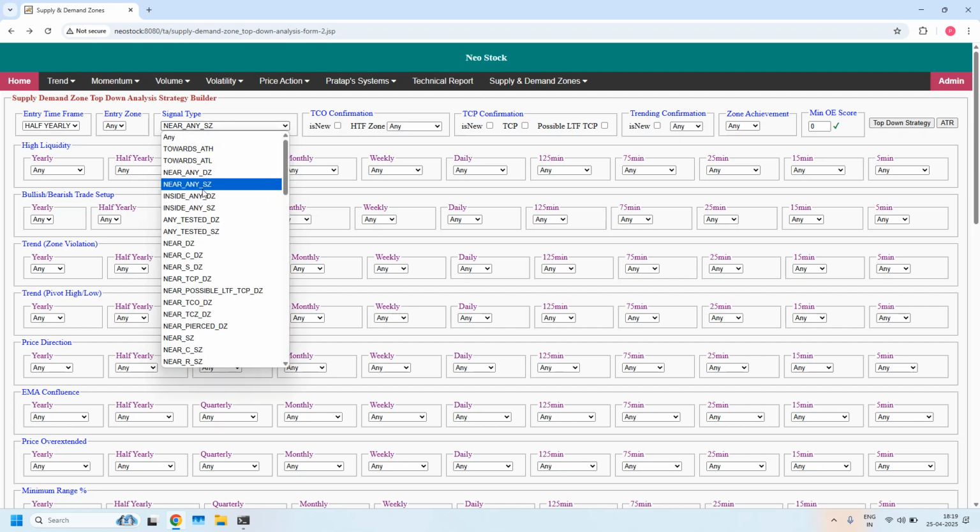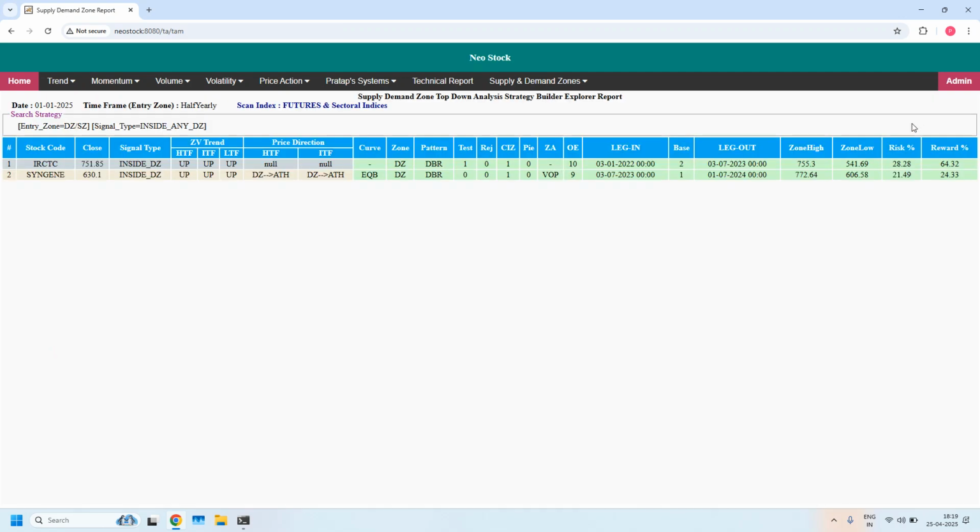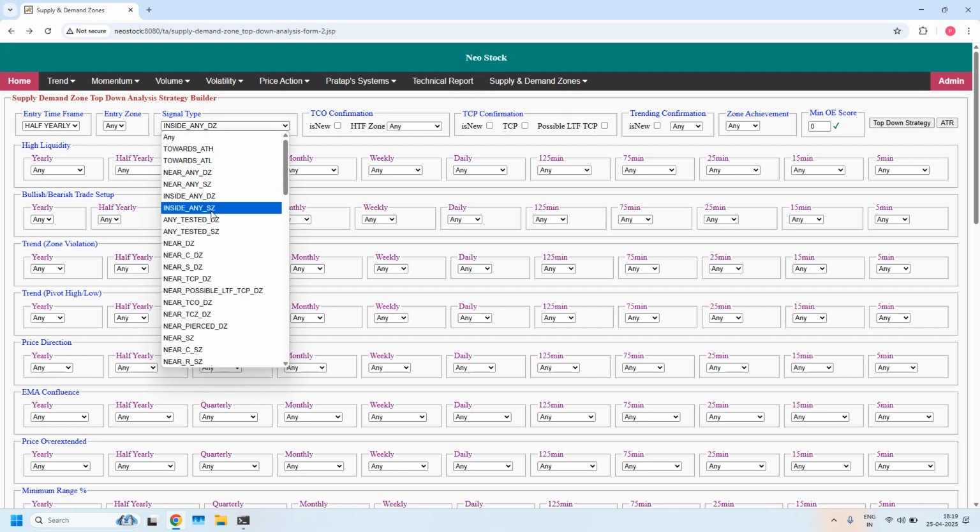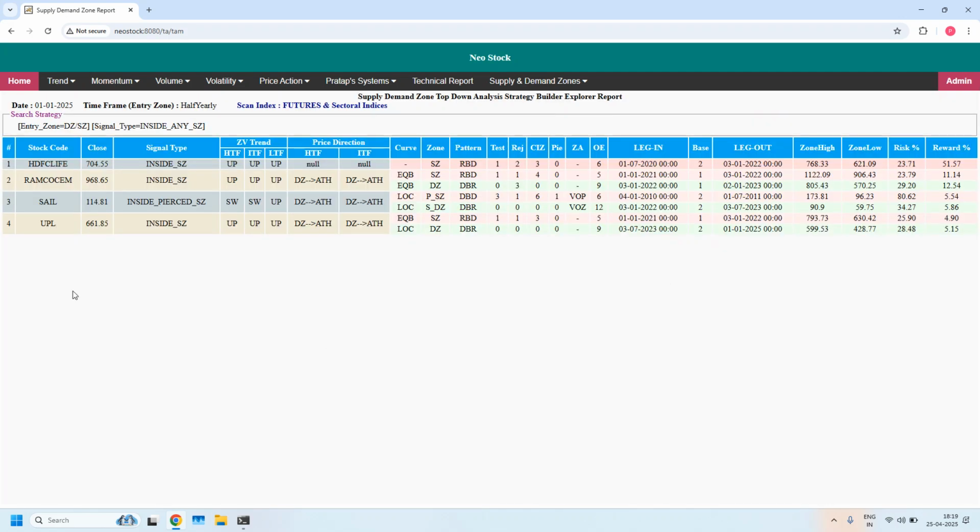And price closed inside the half yearly demand zone, we got 2 stocks. Next, price closed inside the half yearly supply zone, we got 4 stocks.